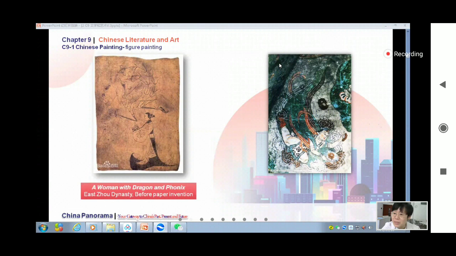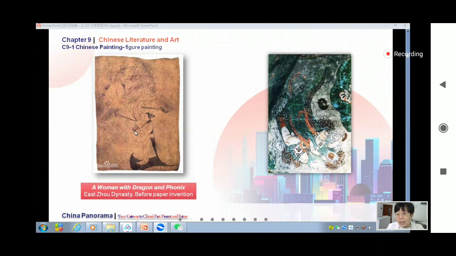Animal skin can be preserved for so long? I'm not very sure. No, it's not animal skin. It's silk. Before paper invention, Chinese people drew pictures or wrote characters on silk and on bones. We learned that oracle bones are bones. So this is silk, and this is the oldest painting found in China right now. And this is a figure painting.